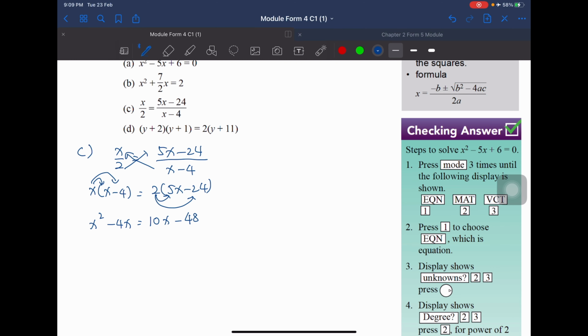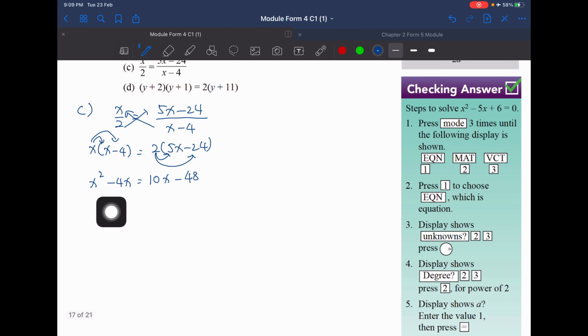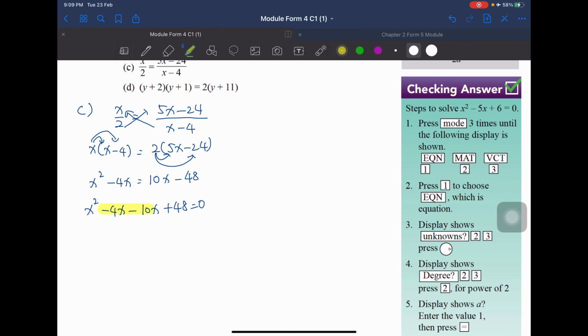Okay, and then you need to change this form into general form. General form is simply equals to 0. So semua ni kita kena bring to the left. Okay, so we have x squared minus 4x minus 10x plus 48 equals to 0. Next, simplify this middle part. So you have x squared minus 4 minus 10 is minus 14x plus 48 equals to 0. Boleh? Kalau saya terlampau cepat, you can pause this video.